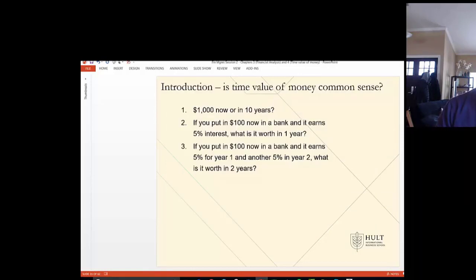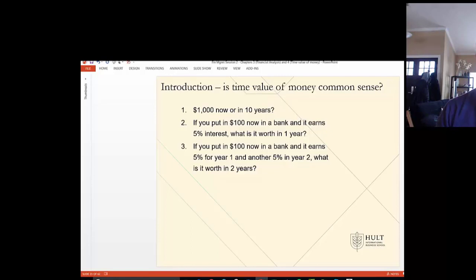Let's say you have a choice of having $1,000 right now or waiting 10 years for $1,000. What would you prefer? I think you all know the answer. The answer is we'll take the money now, right? So your instincts are correct, and that illustrates the time value of money.